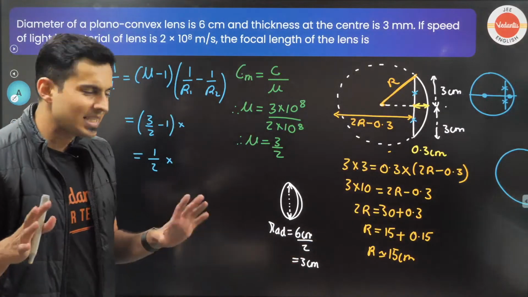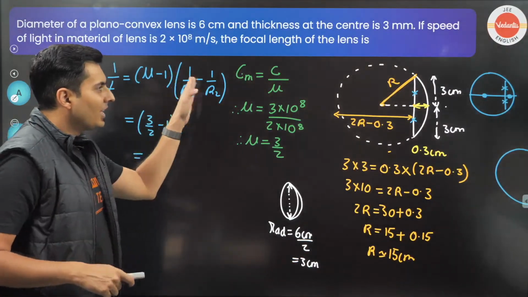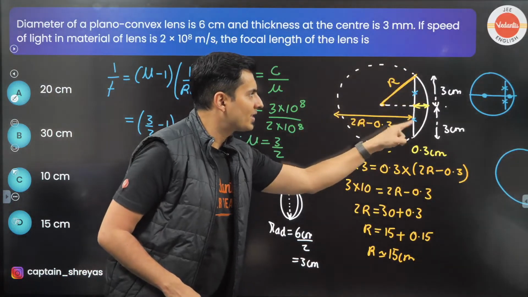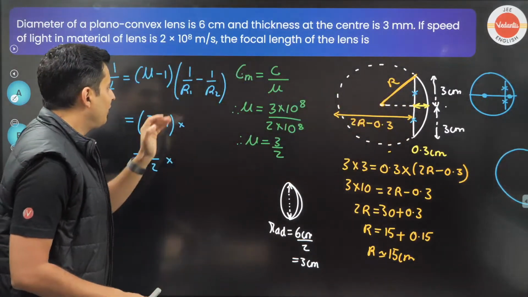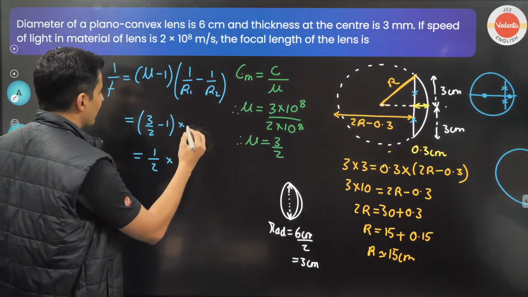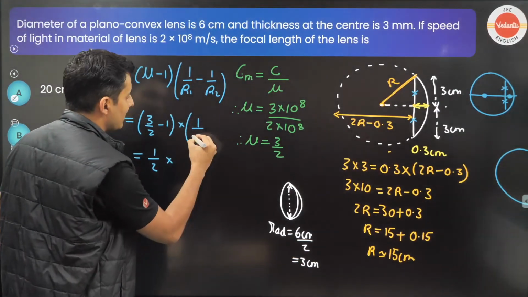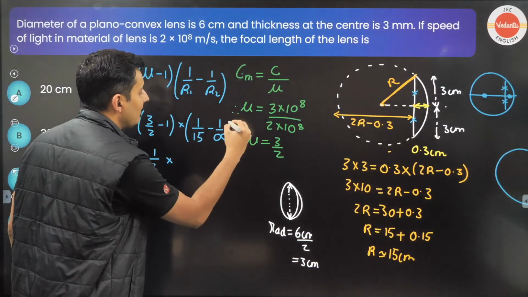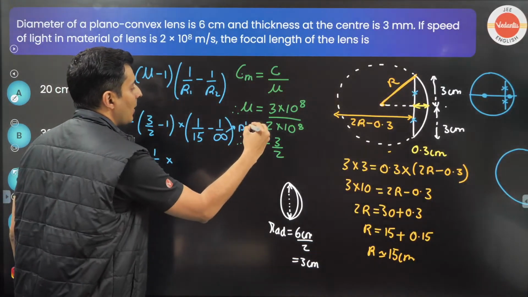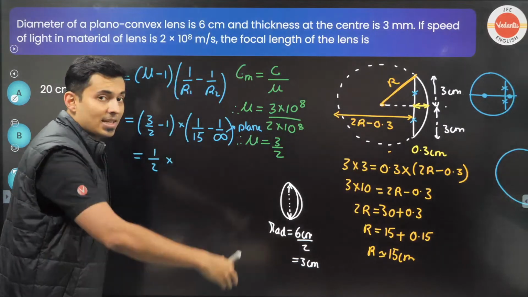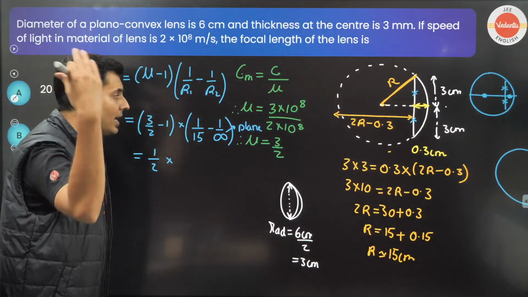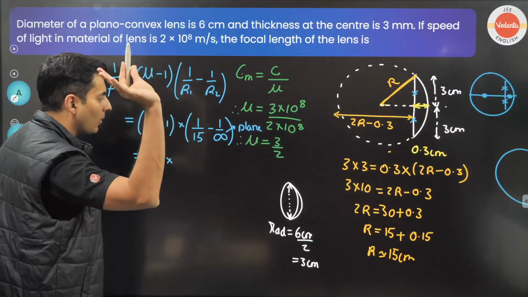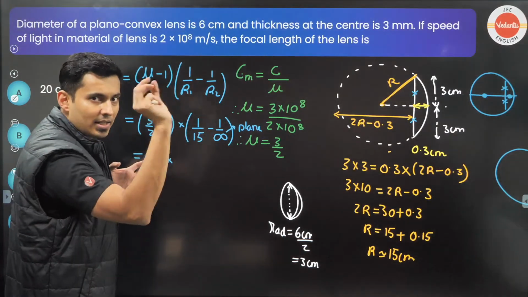That 0.15 is negligible. So here in R1, R2, the radius of curvature of the first surface and the second surface, for the first surface I'm just going to put the radius as 15. The other surface, because it is plane, is going to be infinity. For a plane surface, it is infinite radius of curvature. So that's it, my dear students. 1 by infinity is 0. 1 by a very large number is 0.